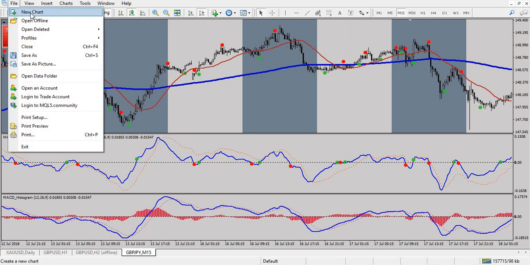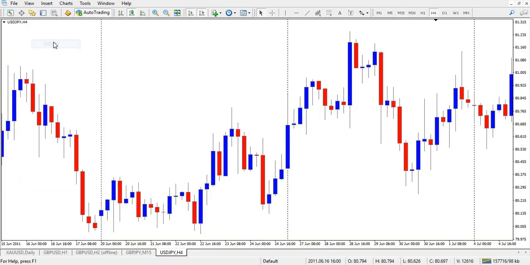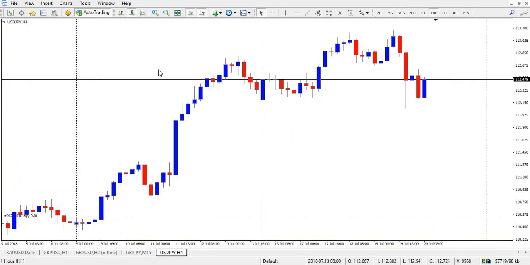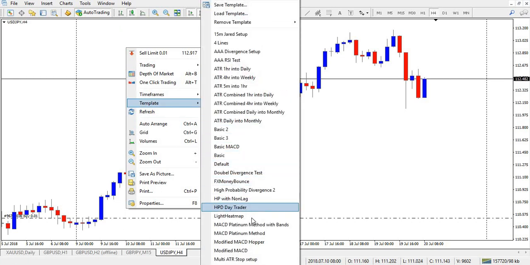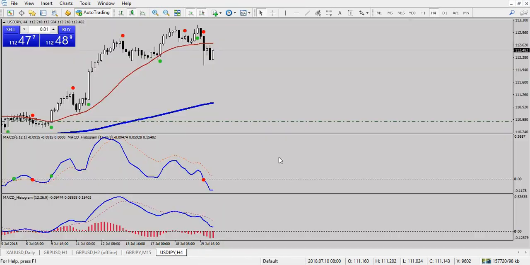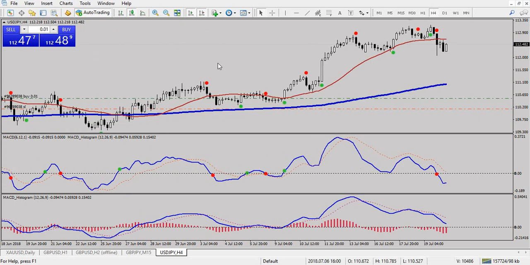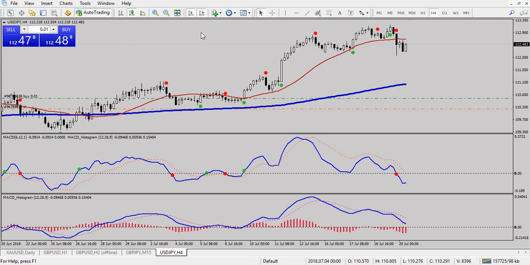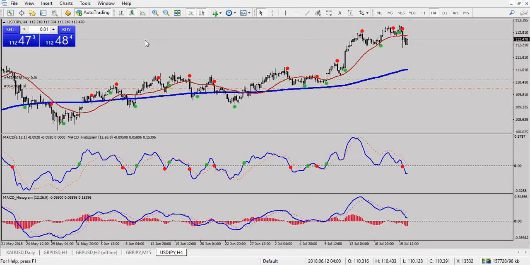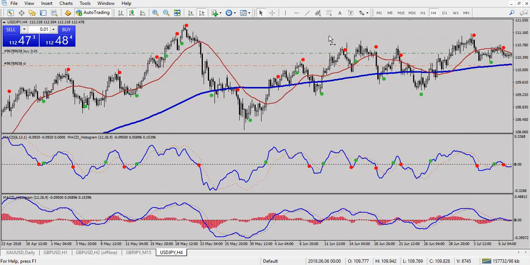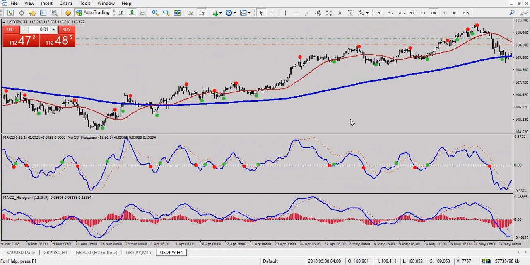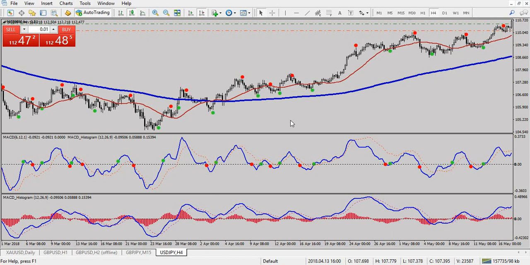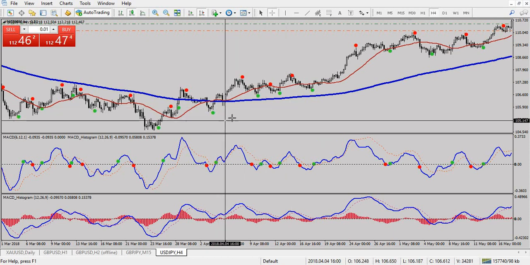So we'll go new chart. Let's have a look at the USD Japanese yen. We'll have a look at a 4 hour. MACD hopper. Right, here's a 4 hour chart. Just compress it a bit. You can see, look, there's plenty of signals, but it can get ugly if it's going sideways. Even on the 4 hour, it might pay just to take trades with the 240 LMA.